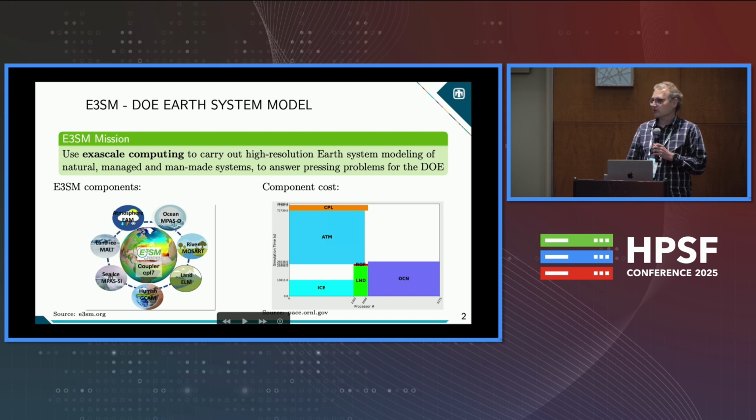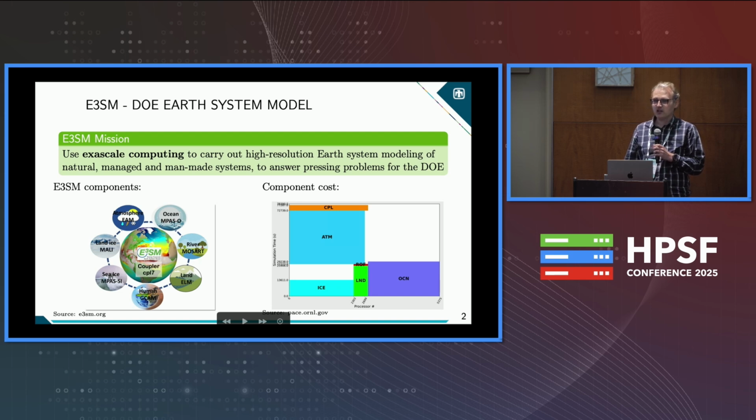Those components have different computational costs. On the right, I'm showing a snapshot from our performance monitoring tool, where each box corresponds to a different component. Its height is the time spent in that component, and its width is the number of processors assigned to it. This is from a CPU simulation. So you can see that the atmosphere is the most costly, followed by the ocean.